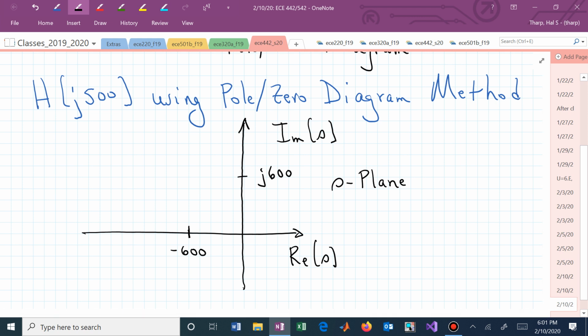All right, where were we? Trying to sketch. We now know that we have a pole right there, and we would put all of our poles and zeros on this diagram. We go up only to 500. Let me just say that's that point.